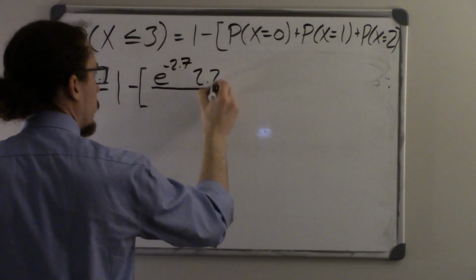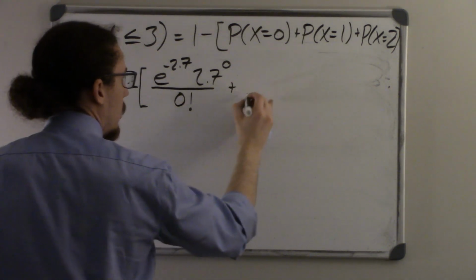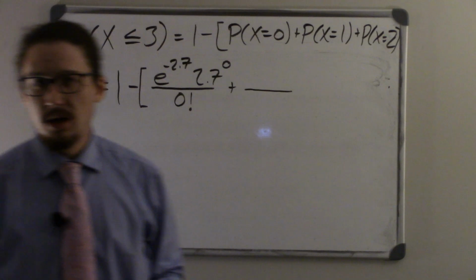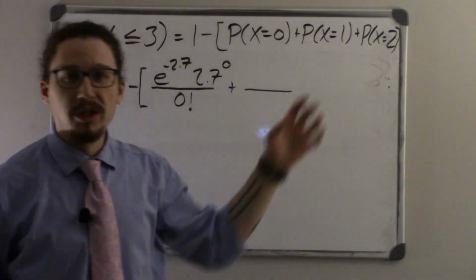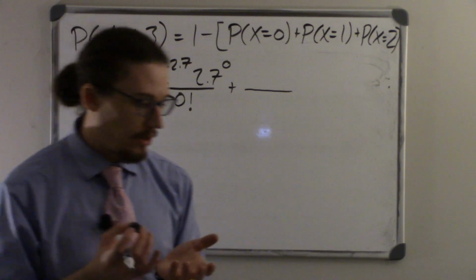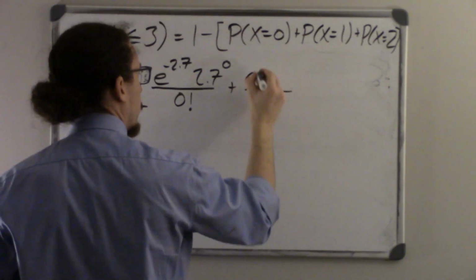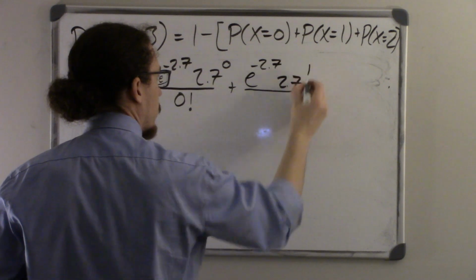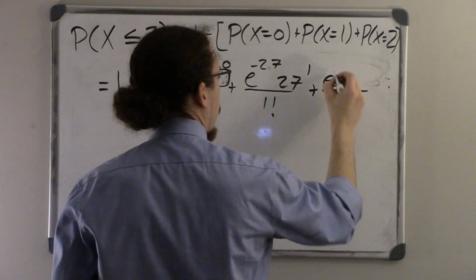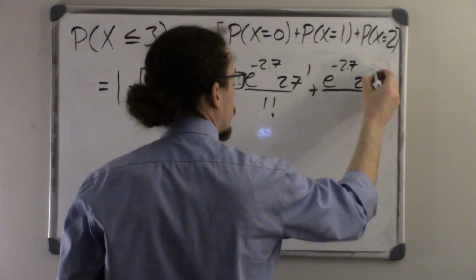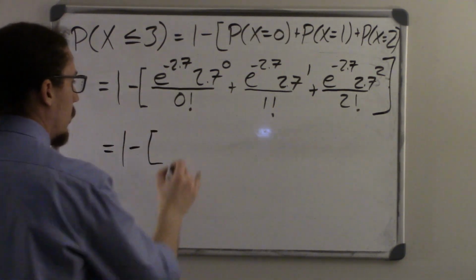So e to the negative lambda, where lambda is still 2.7, times 2.7 raised to the 0th over the factorial of 0. And just like with the binomial distribution function, the only thing we're changing from probability to probability is x, if we're calculating it for a specific interval. That's the only thing that's going to change. So the probability x equals 1 is just going to be e to the negative 2.7 times 2.7 raised to the first over the factorial of 1. And then finally we're going to add e to the negative 2.7, times 2.7 squared divided by the factorial of 2.